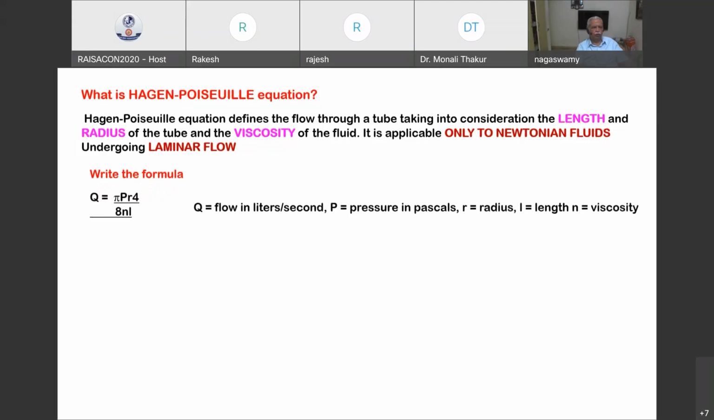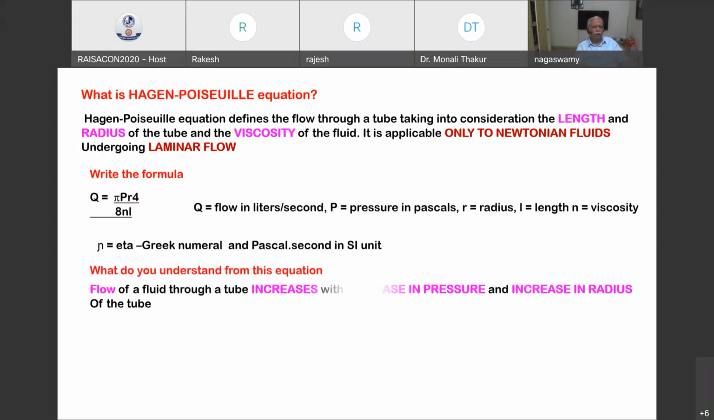So Q is the flow in liters per second, P is the pressure in pascals, R is the radius, L is the length, N is viscosity. Even though we write it like N, it is called eta. It's a Greek letter, and the pascal is an SI unit. Flow of fluid through a tube increases with increase in pressure and increase in radius of the tube. So flow reduces if the viscosity and length of the tube are more.